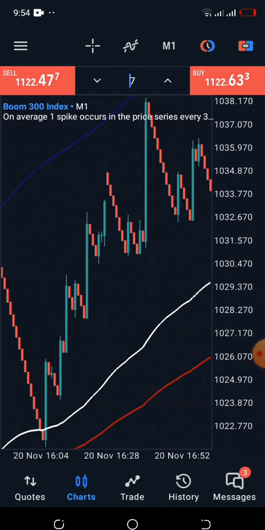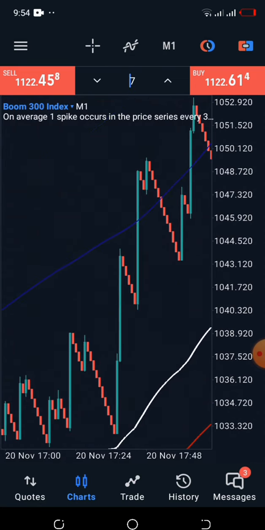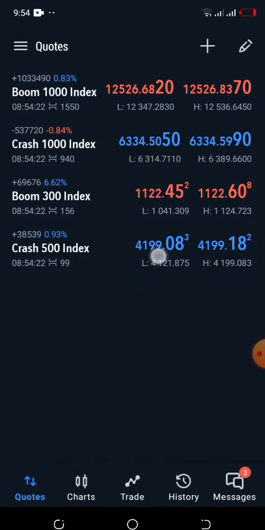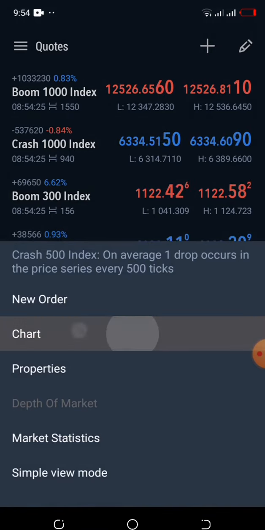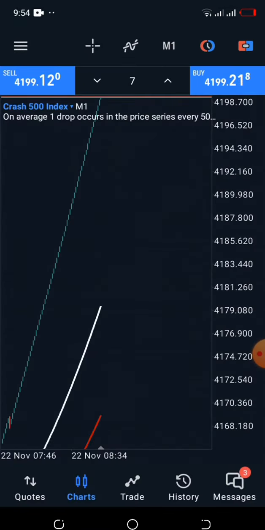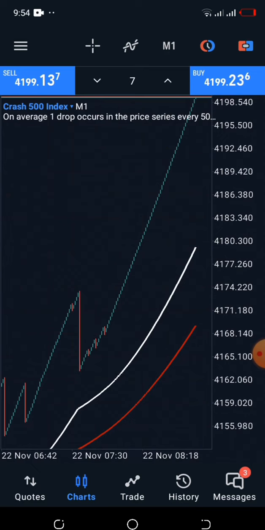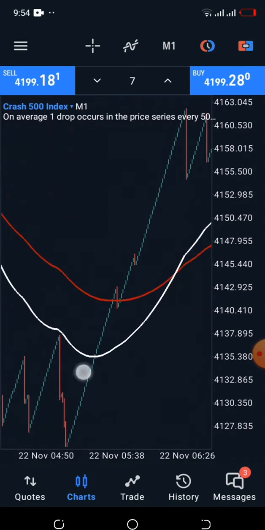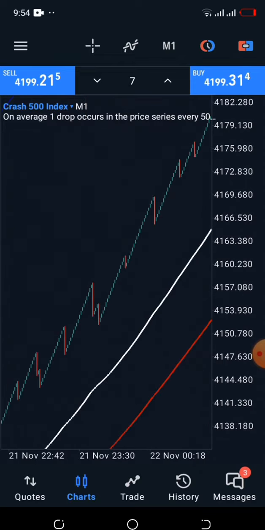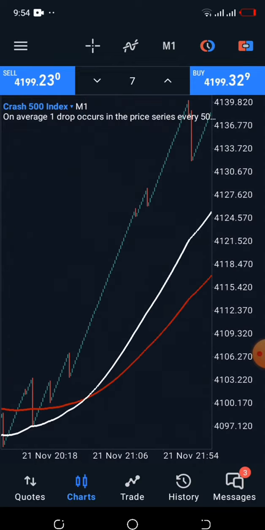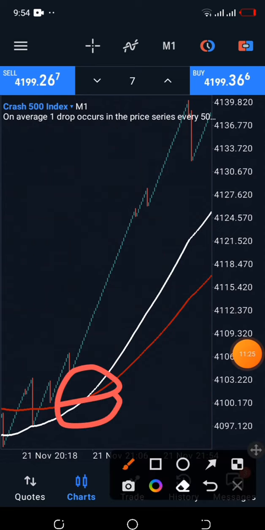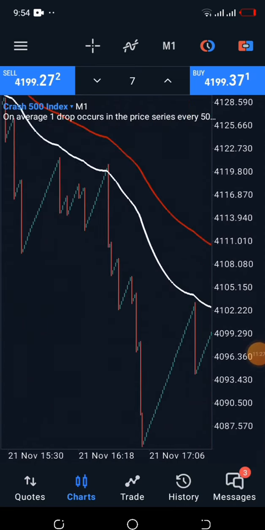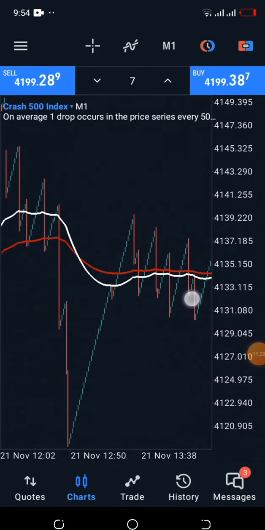So right now I'm going to go to the next one. All right, let's go to Crash 500. Let's open Crash 500. So this is Crash 500. Now for Crash 500, the spike is to the downside, so we are going to be waiting for when these two indicators cross to the downside. This is crossing to the upside, so we are not going to be using it. Do you get? We'll be using it when it's crossing to the downside.